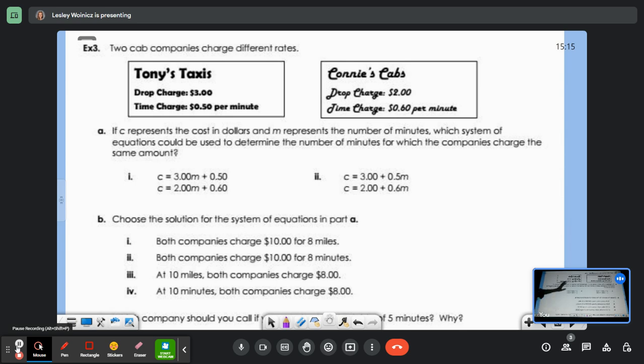So we have two cab companies in a big city where nobody's going anywhere because of traffic, so they're charging by the minute.